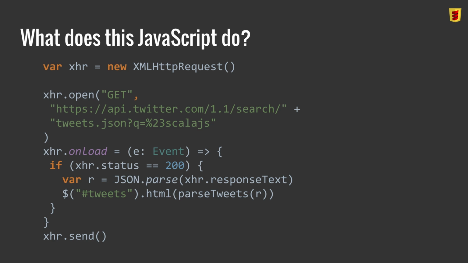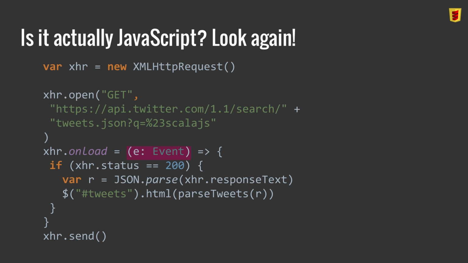All right, so basically it just makes an AJAX request to Twitter to get some tweets, and once that request is completed, the JSON is parsed, and then the tweets go there using jQuery into the HTML DOM. Did you notice anything special about it? Something that doesn't sort of click? Maybe take a closer look.